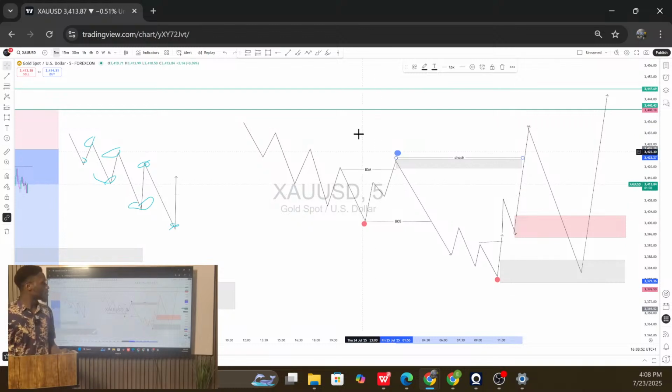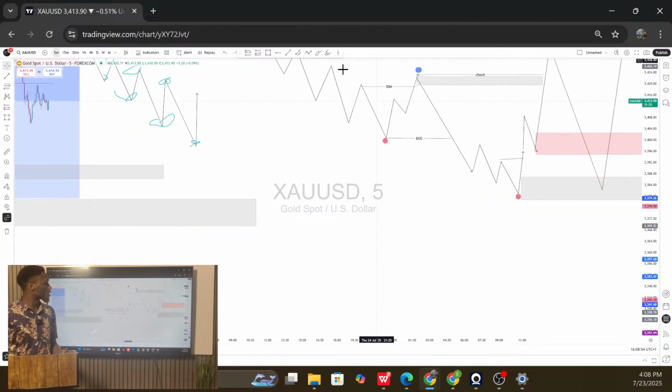So let me give you another brief example. It simply means that when price, let's say on your higher time frame, you see price coming like this, coming down, coming down, right?